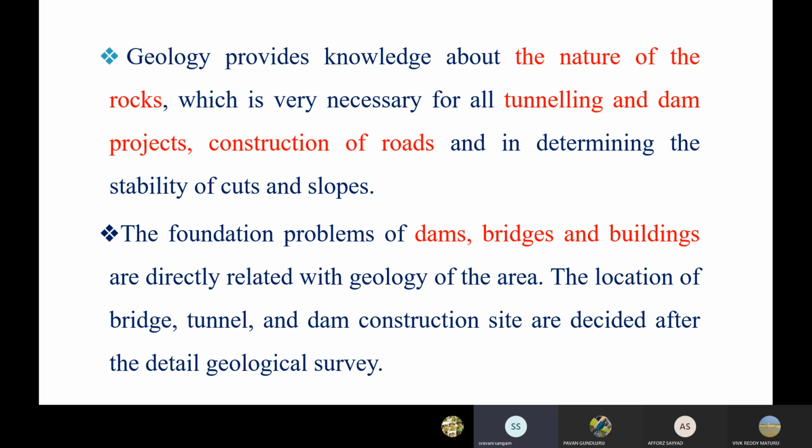So the rock information is collected from geology. For every tunnel or bridge constructed in rock areas, the proper information is gathered from geology. And for construction of roads, there are cuts and slopes. Here also geology tells us about slope and cut stability. Those informations are collected from geology.